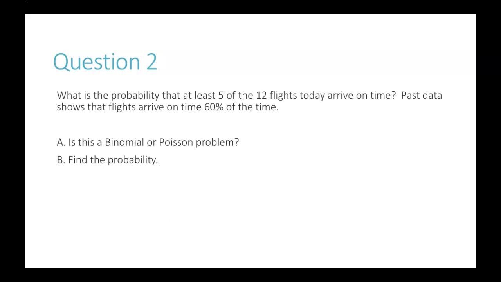So now we move on to figuring out whether something is a binomial or a Poisson problem. This first question says, what's the probability that at least 5 of the 12 flights today arrive on time? Past data shows that flights arrive on time 60% of the time. So we need to figure out if this is binomial or Poisson, and then we need to find the probability.